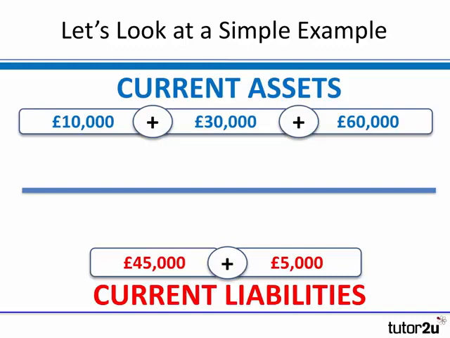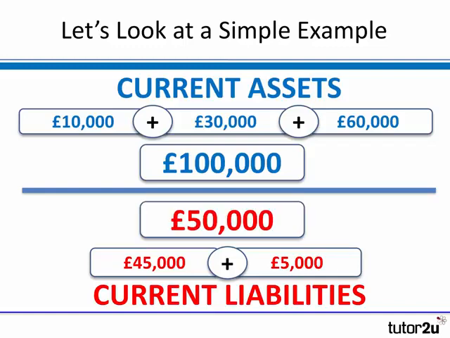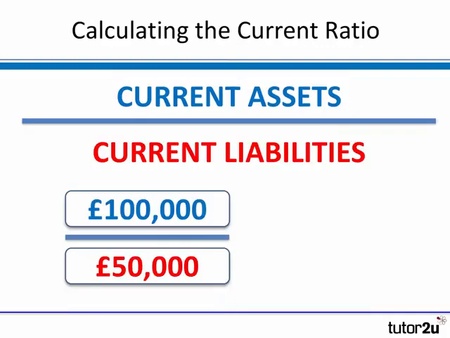All you do is divide current assets by current liabilities. So add them all up together to start with. Our cash of 10, our stocks of 30, our trade debtors of 60 gives us total current assets of £100,000. If we add together the current liabilities of the trade creditors of 45 plus the bank overdraft of 5, that gives us total current liabilities of £50,000. The way you calculate the current ratio is really easy. You divide one by the other. Current assets over current liabilities, 100 divided by 50 should, even with my maths, give you the answer 2.